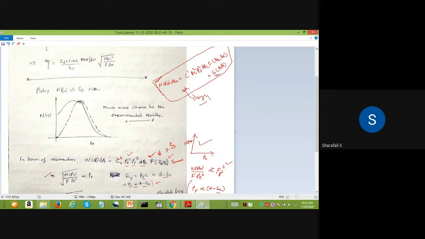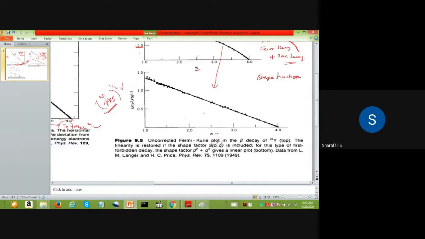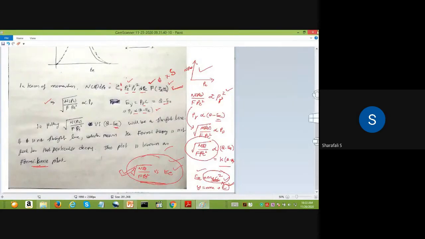So now if you plot N by p square F S against the energy, then you will get that straight line. Okay, so if you plot this value against energy for any beta decay, then you get that straight line, which means that your Fermi theory analysis exactly matches with the experimental results. Okay, so that's about the Fermi theory analysis.